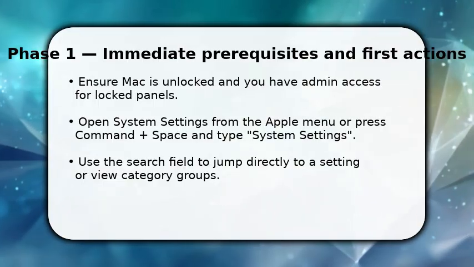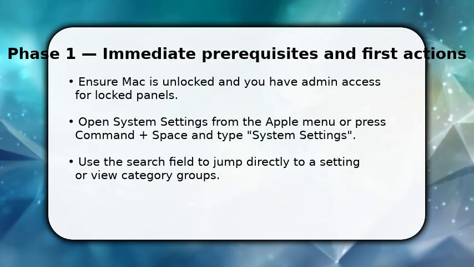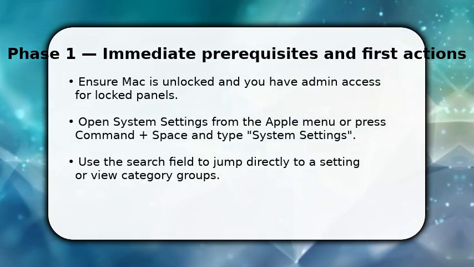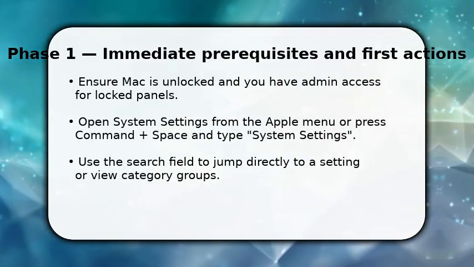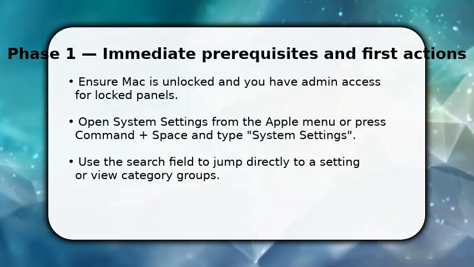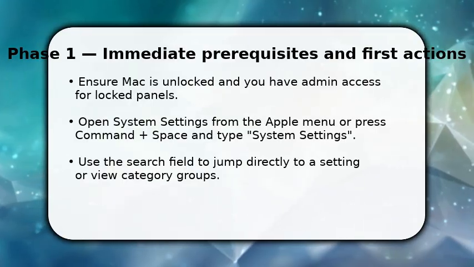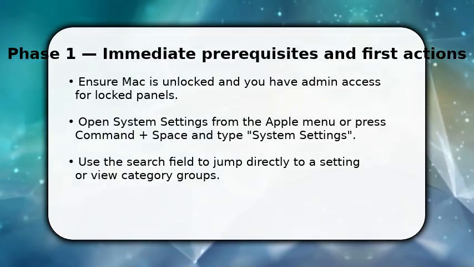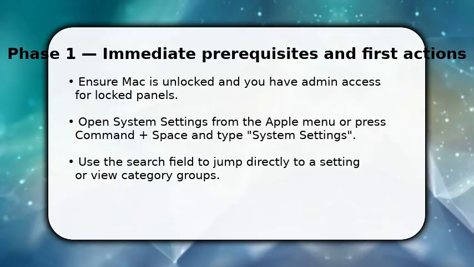You start with two essentials: an unlocked Mac and admin access if you'll change protected options. Once ready, open System Settings from the Apple menu or press Command plus space, type System Settings, and hit Return. You're doing this to reach View and Layout controls quickly. Use the search field at the top if you know the name of a pane.